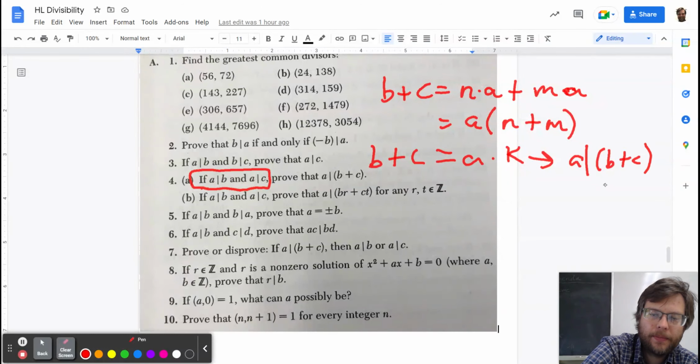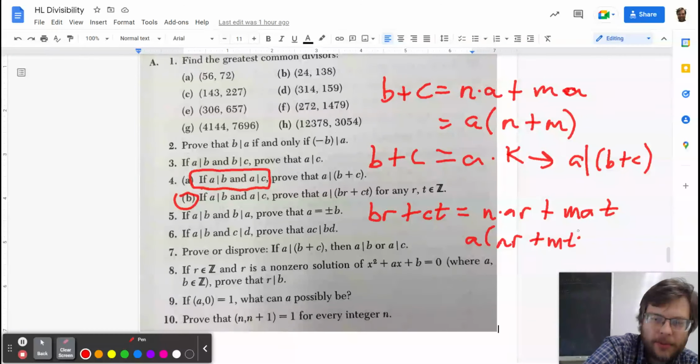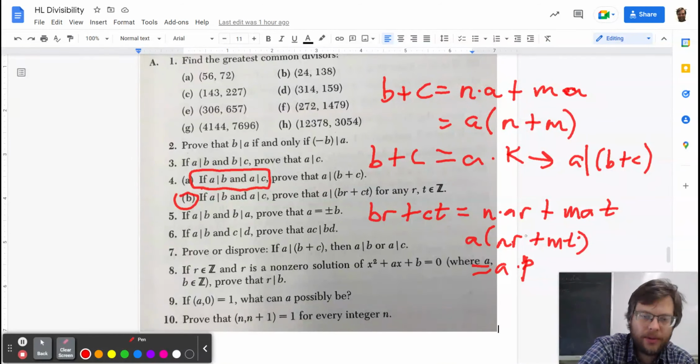thus A divides B plus C, just as requested. Now, the second one, part B, is almost identical. We just need to do basically the same thing, that BR plus CT equals NAR plus MAT, and you have the same idea, A times (NR plus MT), which is equal to A times, I won't use K again, I'll just use P. And so there we go. We've proved exactly what we needed.